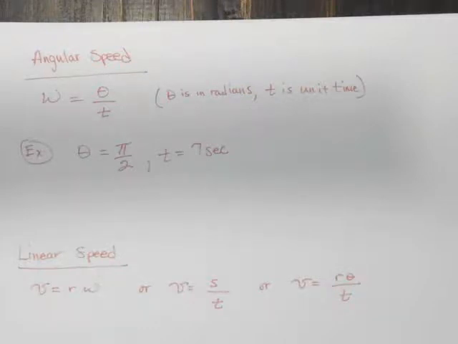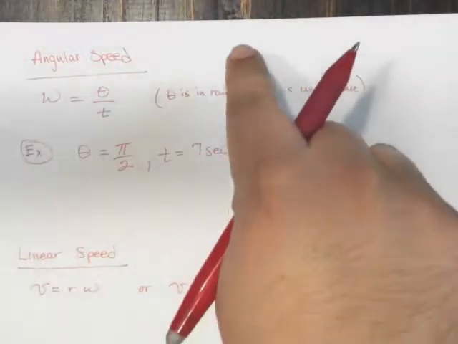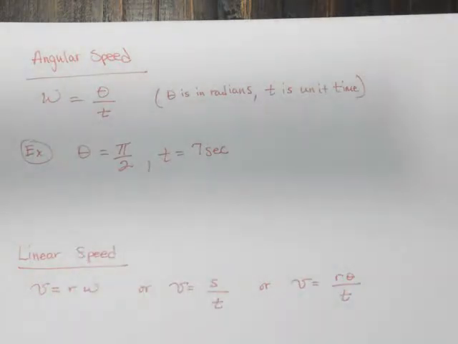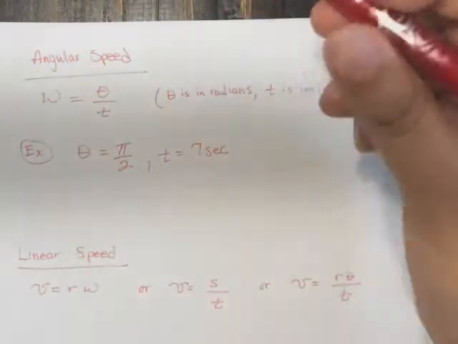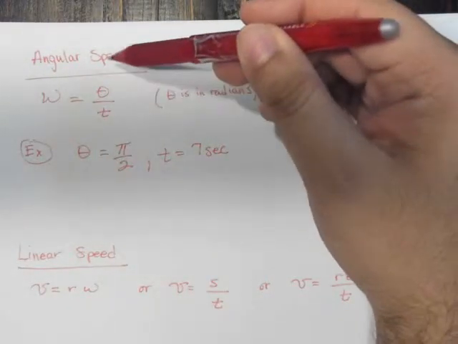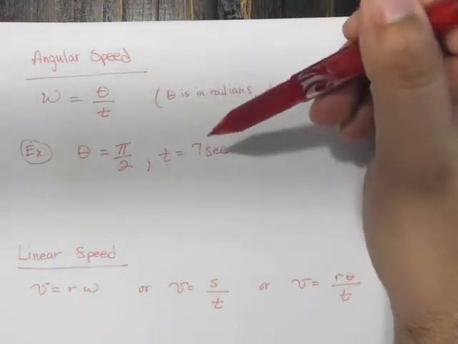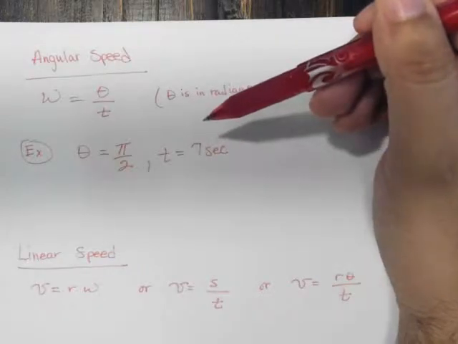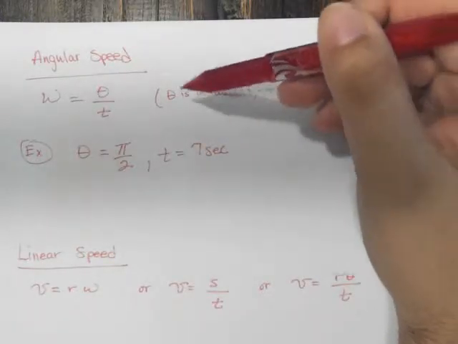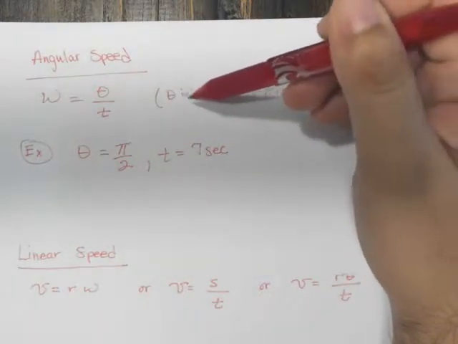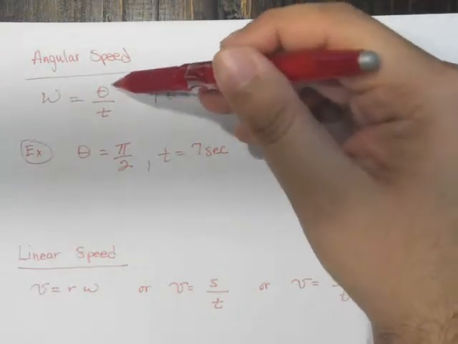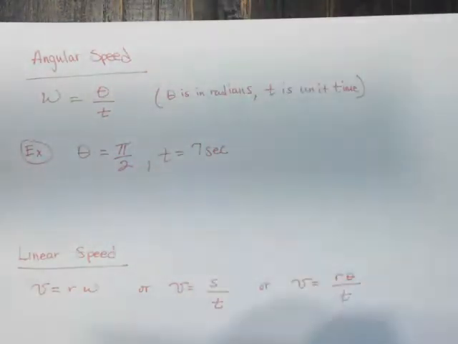In the following examples, we are going to take a look first at angular speed, and then we're going to talk about linear speed in relation to angular speed. So let's think about this for a second. We've got angular speed. This is the rate at which the angle is really changing, and it's in units of radians per unit time. So theta has to be in radians. If you're dealing with degrees, you must be sure to convert.